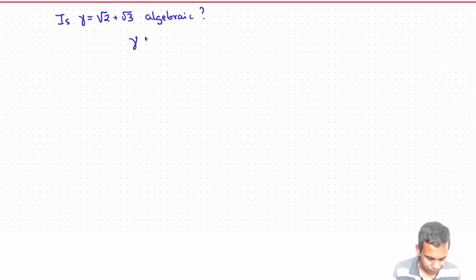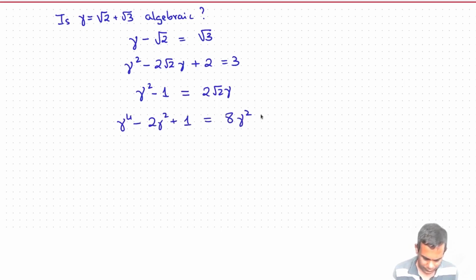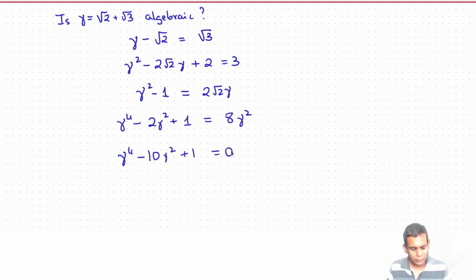So look at this gamma. We want to find a polynomial such that gamma satisfies it. So gamma minus square root 2 is equal to square root 3. If we square that, we get gamma squared minus 2 root 2 gamma plus 2 is equal to 3, which we can rewrite as gamma squared minus 1 is equal to 2 root 2 gamma, and then we can square that again and we get gamma^4 minus 2 gamma squared plus 1 is 8 gamma squared, and so we get gamma^4 minus 10 gamma squared plus 1 is equal to 0. So there you go. There's a polynomial of degree 4 with rational coefficients that is satisfied by square root 2 plus square root 3. So square root 2 plus square root 3 is also algebraic.